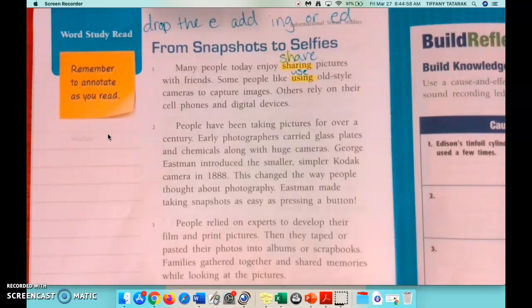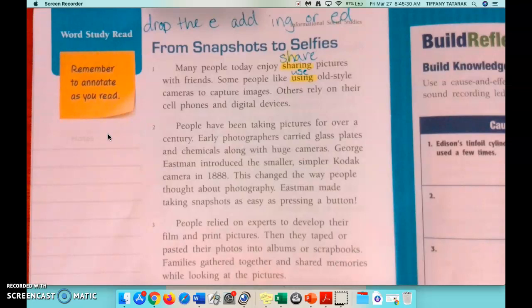So now we're going to paragraph 2. People have been taking pictures for over a century. Early photographers carried glass plates and chemicals along with huge cameras. George Eastman introduced the smaller, simpler Kodak camera in 1888. This changed the way people thought about photography. Eastman made taking snapshots as easy as pressing a button. All right, let's go back and look sentence by sentence.